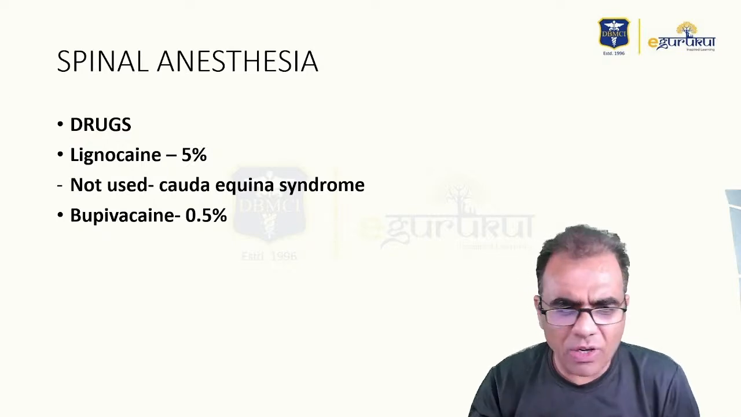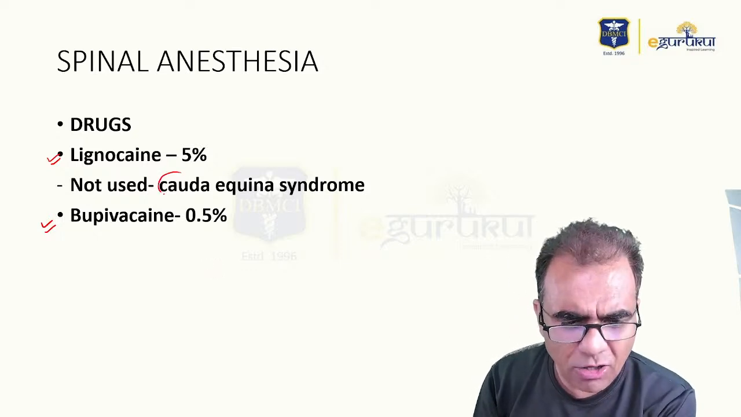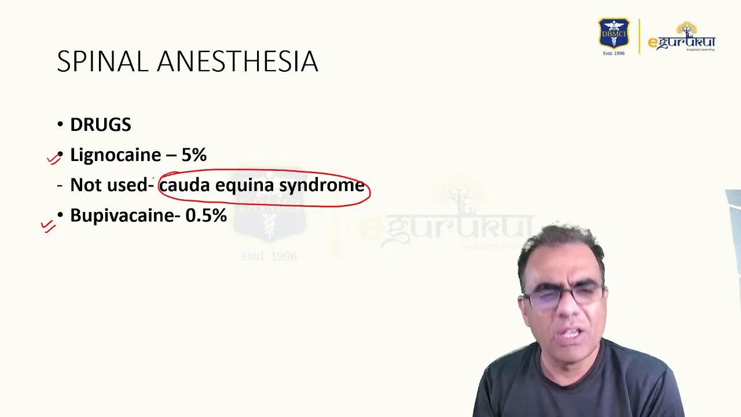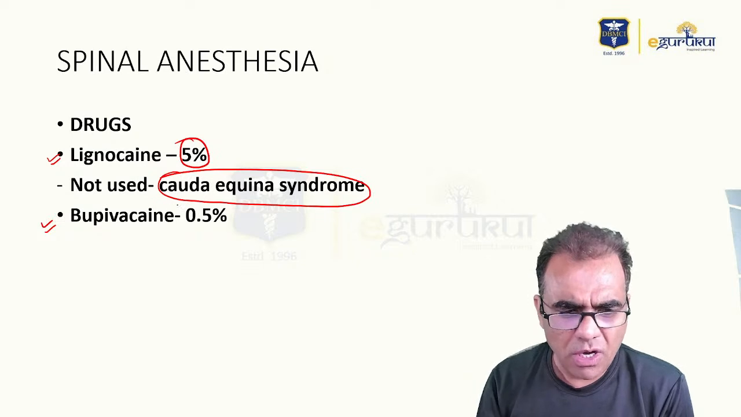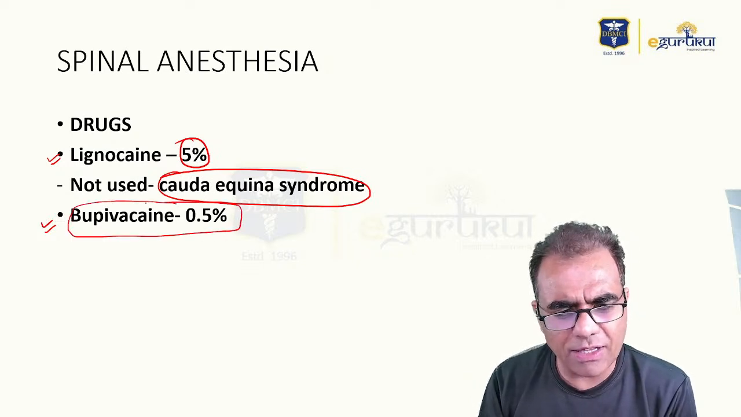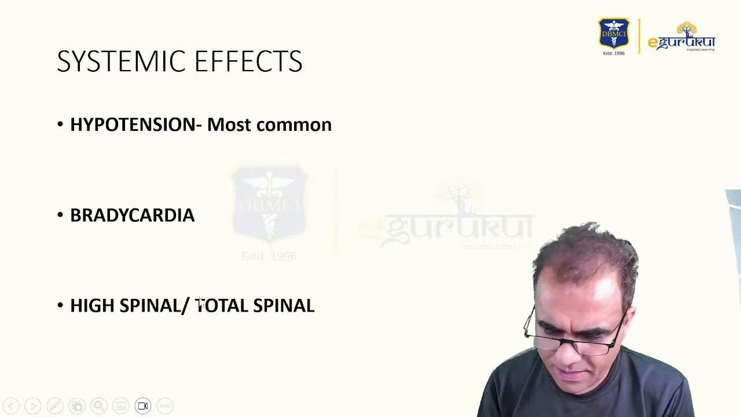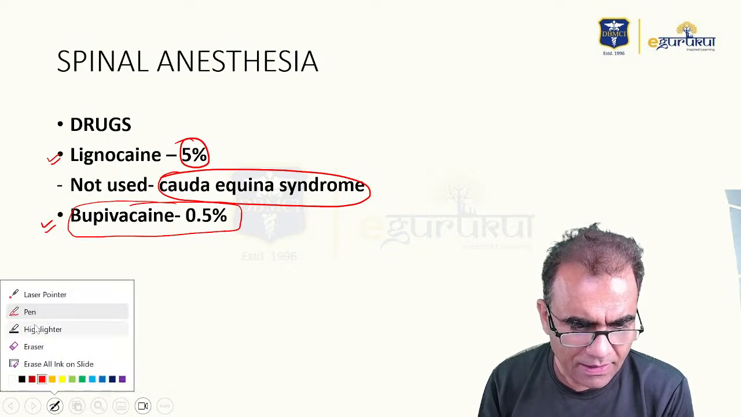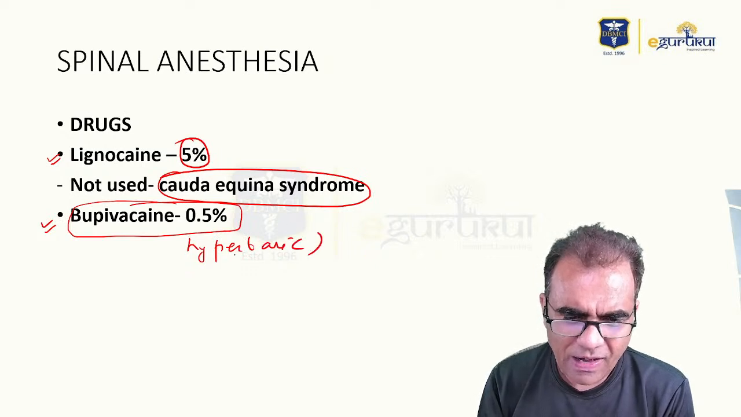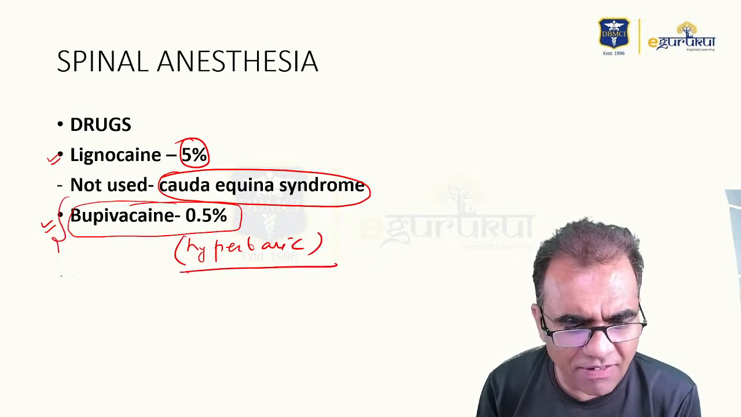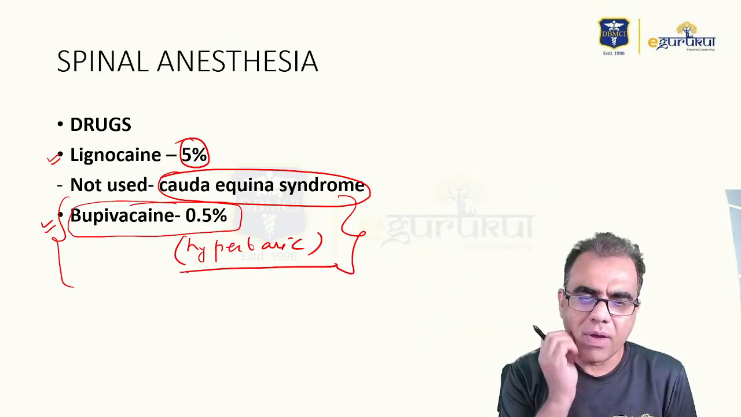Drugs used: lignocaine or bupivacaine. However, lignocaine is not used nowadays because it can cause cauda equina syndrome. 5% lignocaine was used before, but it caused cauda equina syndrome, so people stopped using it. Nowadays we are only and only using bupivacaine, and this bupivacaine we are using is hyperbaric. Hyperbaric means the specific gravity is more than that of CSF, so the drug will always try to settle down.